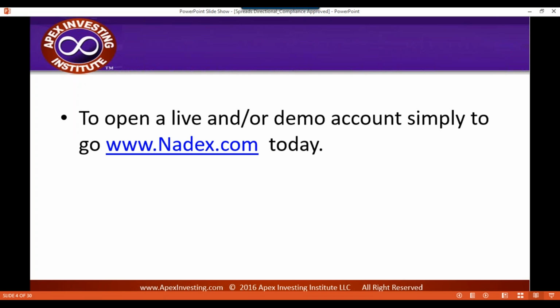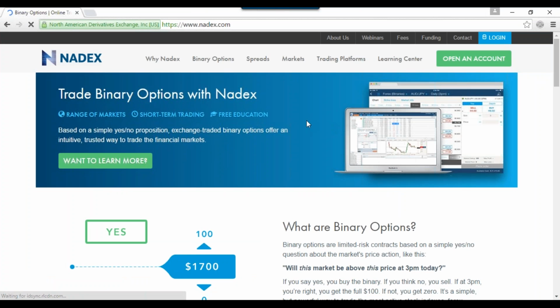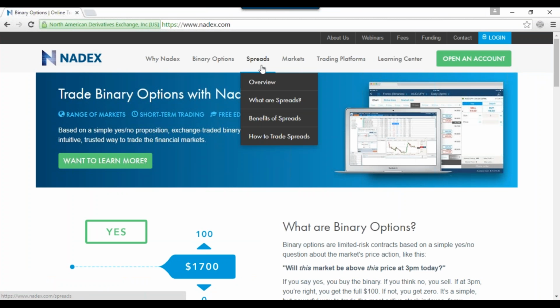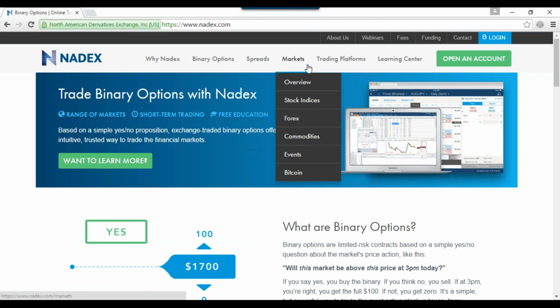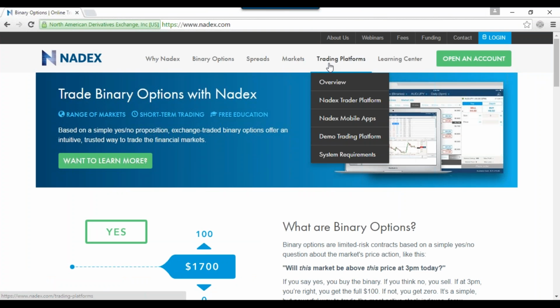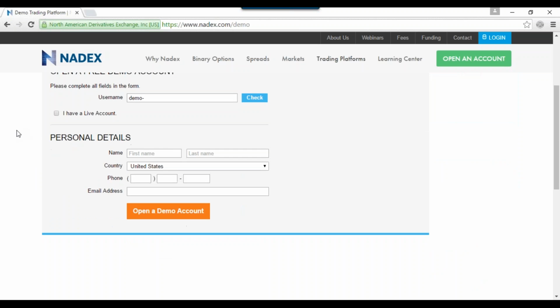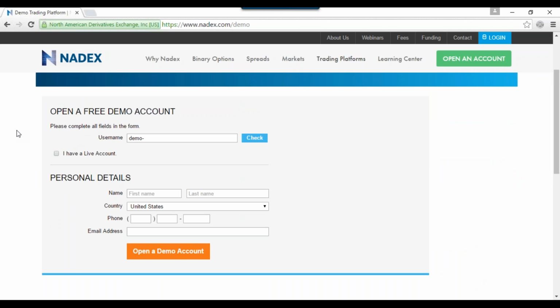So, speaking of Nadex, if you're brand new, make sure you hop on over to nadex.com, and you can go through the different tabs there on the Nadex website, get some good information about the different products that Nadex offers. Basically, Nadex offers binary options and spreads. We're going to be talking about spreads tonight, but also want to direct your attention right here to trading platforms. You can go right here to trading platforms, go down to demo trading platform, and Nadex will give you a free $25,000 demo account. That way you can get familiar with the platform, get familiar with entering and exiting orders. You can test out any new systems you have using your demo account.